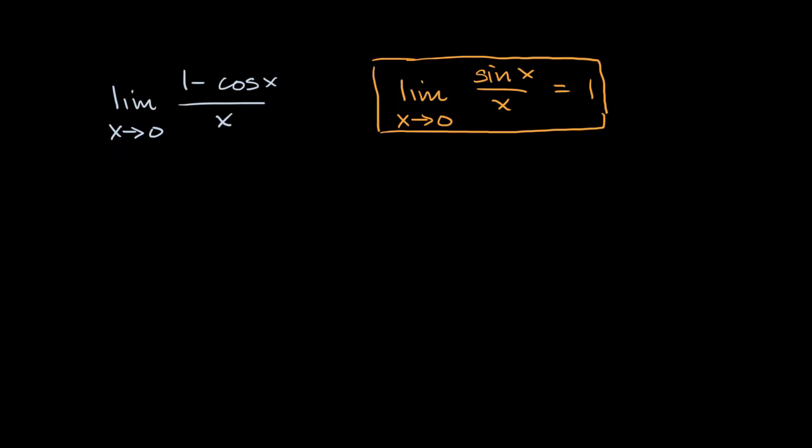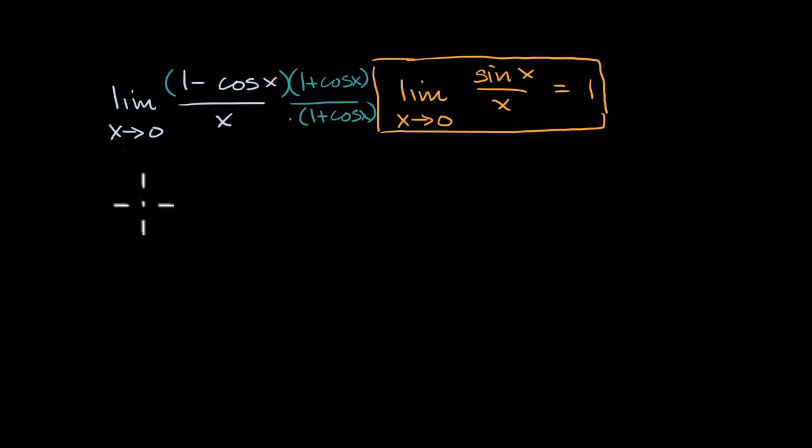I'm going to multiply both the numerator and the denominator by 1 plus cosine of x. So times the denominator, I have to do the same thing, 1 plus cosine of x. I'm not changing the value of the expression. This is just multiplying it by 1. But what does that do for us?